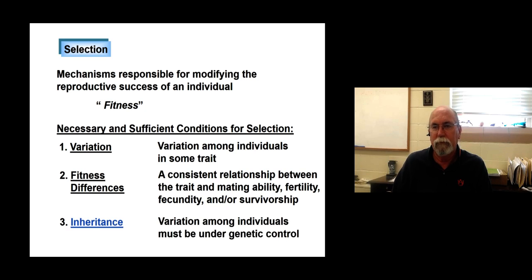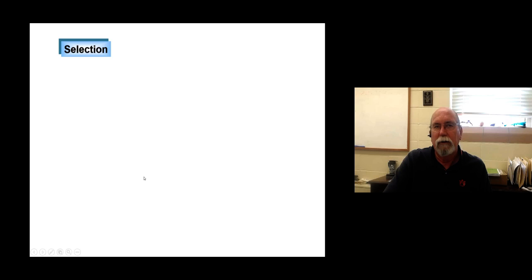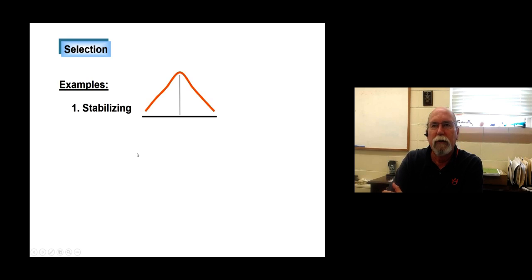You have to have inheritance. So this all must interconnect. The variation must interconnect through fitness differences, which must be under genetic control. Okay. All right. And just because I think it's important, and the book illustrates these, it gives some examples of selection. One is stabilizing selection.